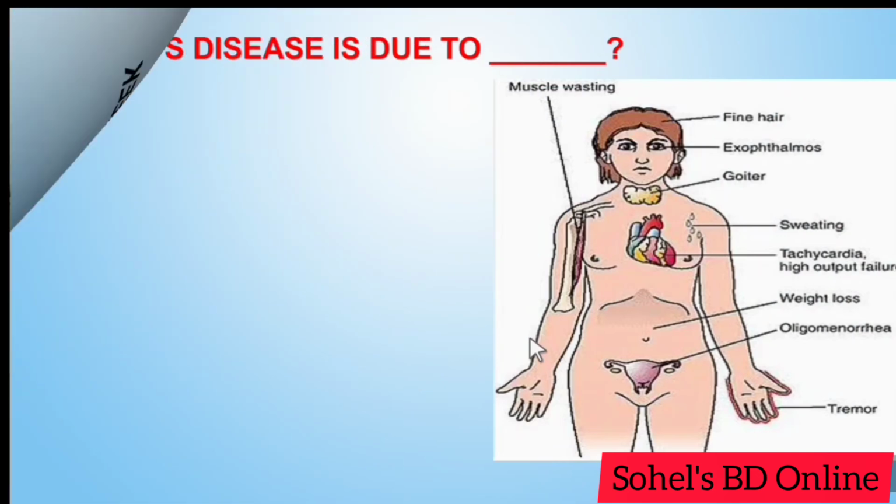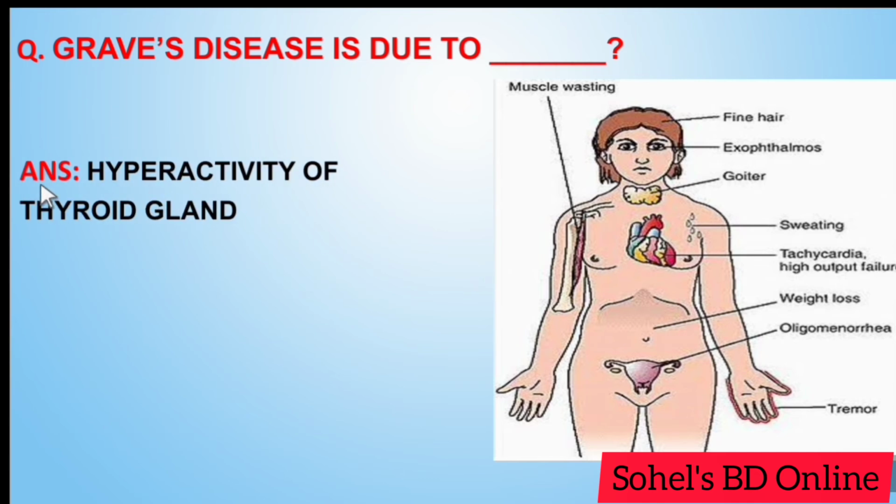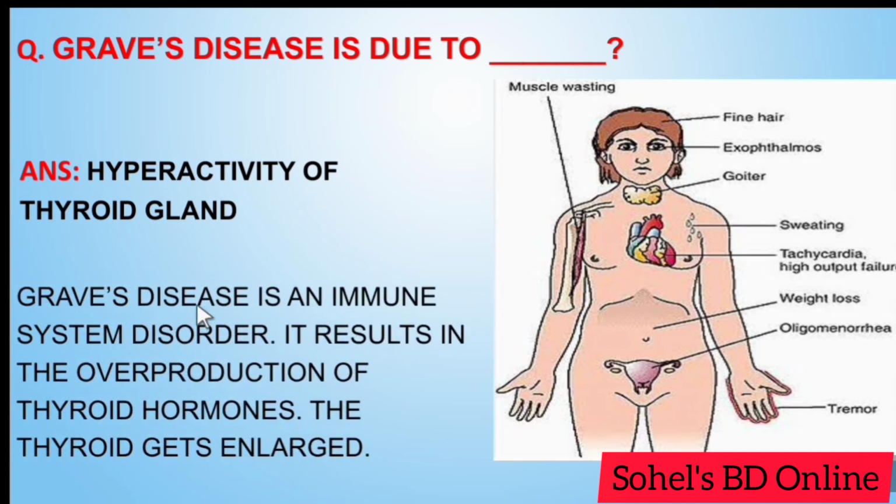Next, Graves' disease is due to? Answer: hyperactivity of thyroid gland. Graves' disease is an immune system disorder. It results in the overproduction of thyroid hormones. The thyroid gets enlarged.